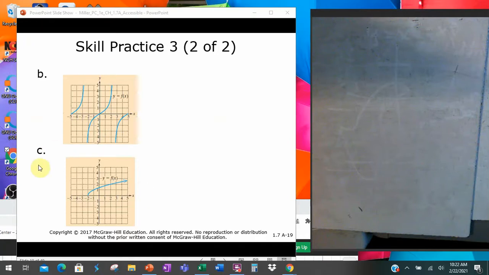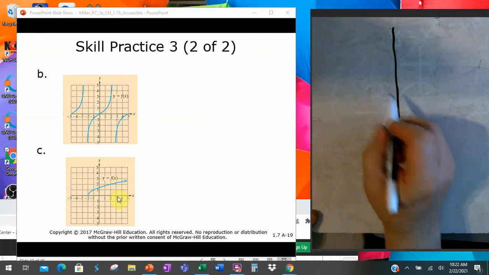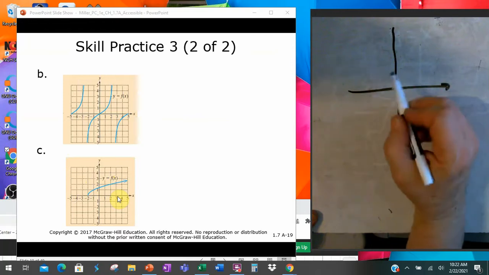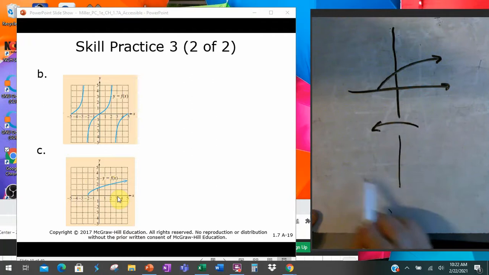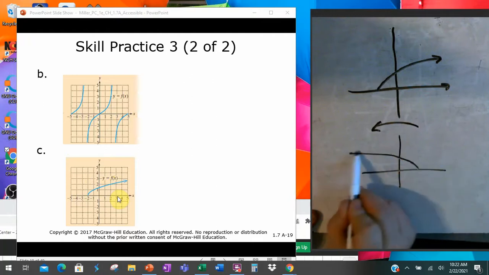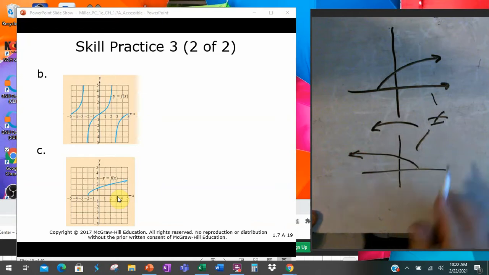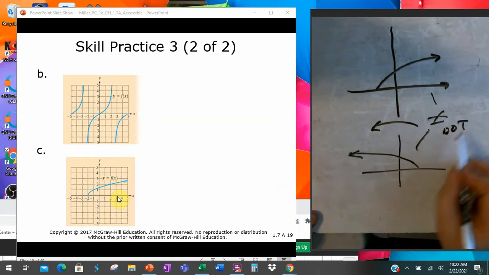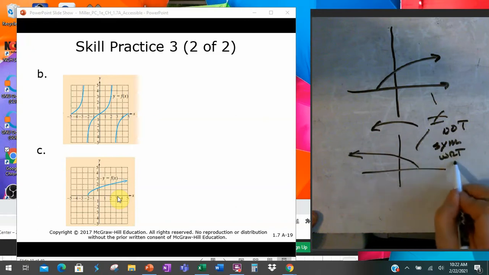Here, I get neither for C. If I fold this back over, I get something that looks like that. So I'm going from here, and if I folded, I would get that, and these two are not the same thing. So not symmetric with respect to the y-axis.